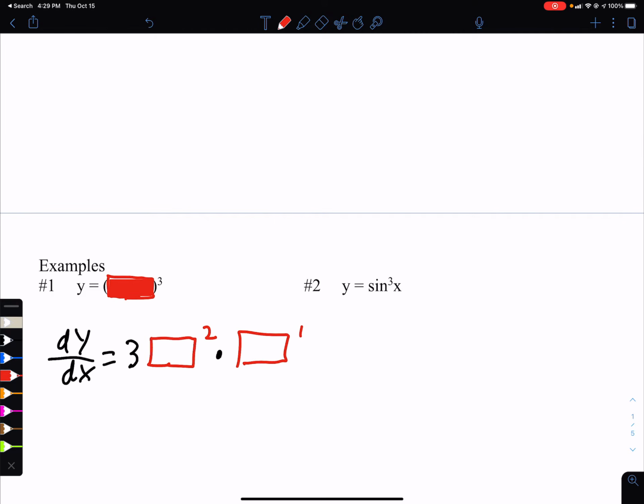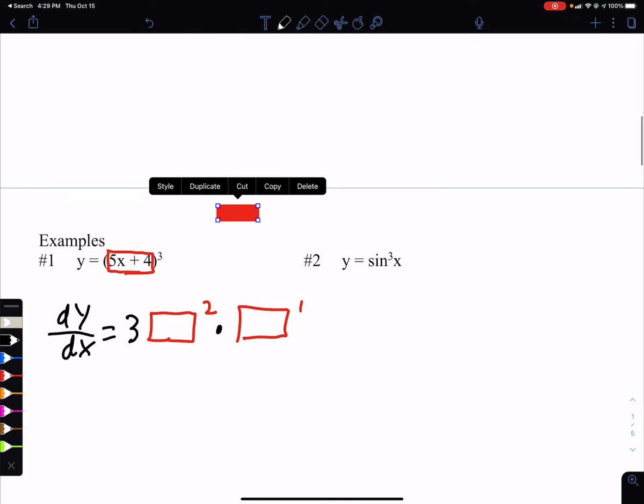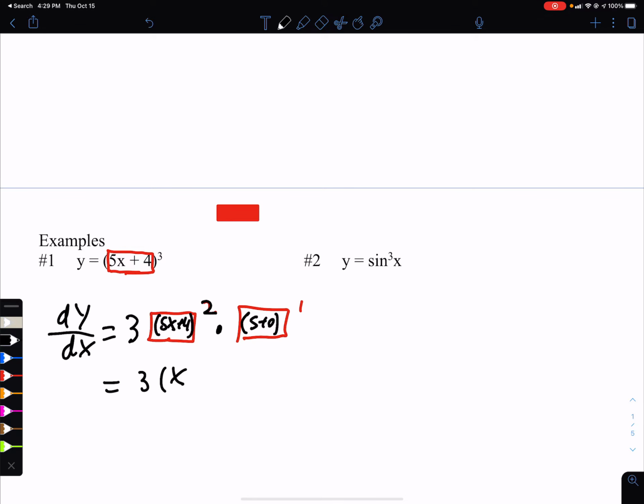So what does that all mean? Now let's replace everything with what it is. What is box? Well, box is 5x plus 4. And then this is the derivative of box. That would just be 5 plus 0. Let me put the squared there. So this is 3 times (5x plus 4) squared times 5. So it's just 15 times (5x plus 4) squared. So that is example number 1 using the second chain rule.